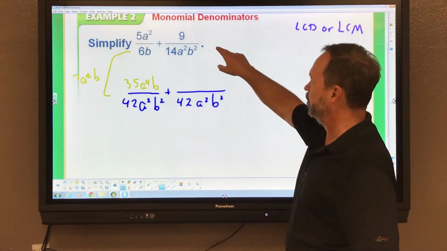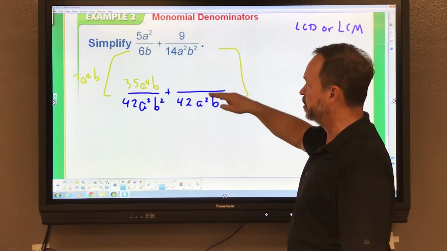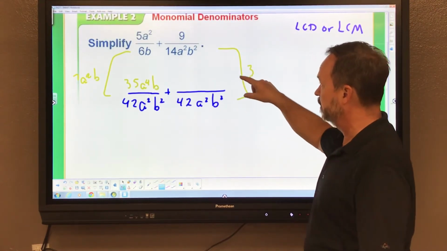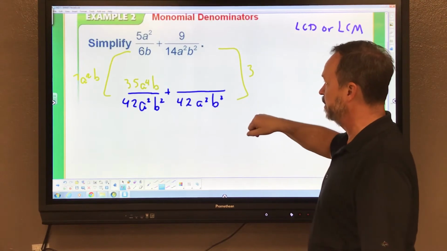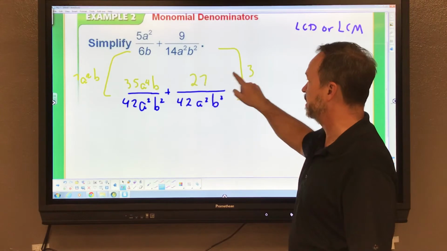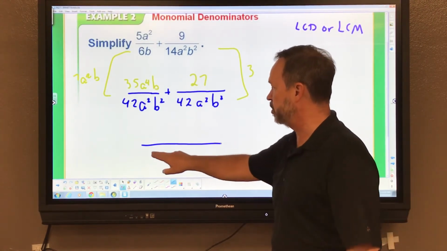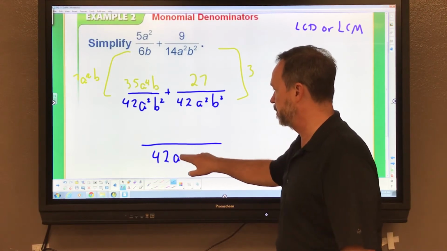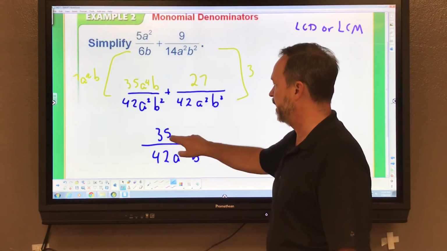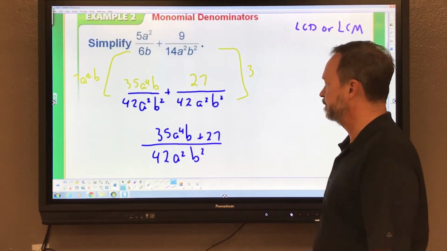All right, going along a little further. How do we get from here to here? What would you do to that denominator to turn it into that one? Well, you'd have to multiply the 14 by 3. The a squared is already there, and the b squared is already there. So just 3. So that makes that 27. 9 times 3 is 27. Now that you have a common denominator, then you keep the denominator, and you work with the numerator. So it'd be 35, a to the 4th, b, plus 27. And that's the answer.